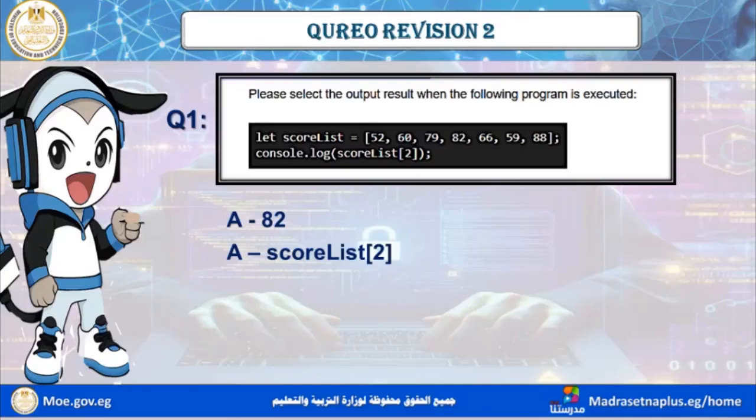Score list of 2, of course we didn't put it inside double quotation. We didn't put the sentence inside double quotation so that it appears as it is on the screen. 79, which is correct of course, and 60. So the correct answer is 79.